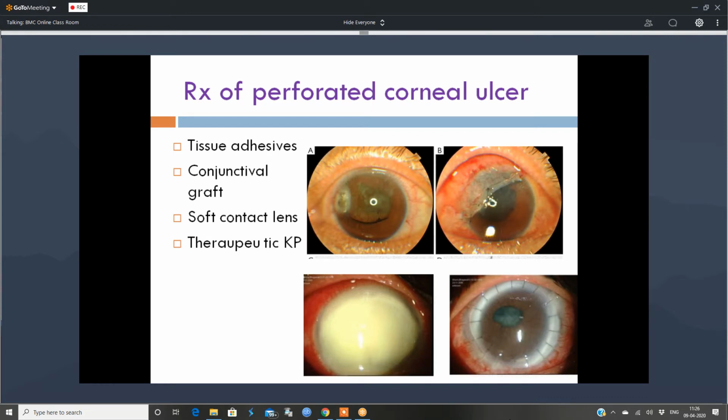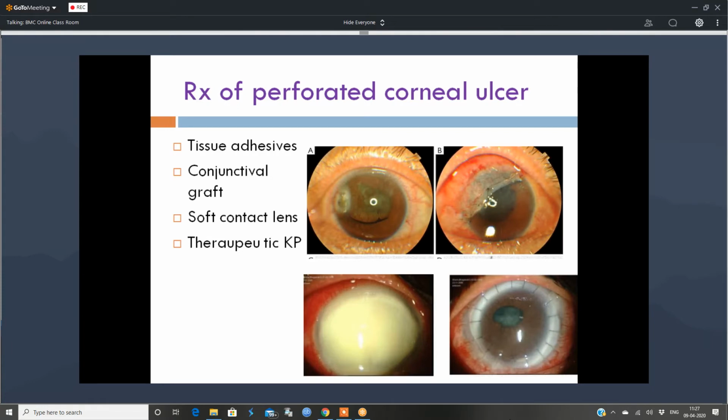What is keratoplasty? Anyone? I'm waiting for an answer. What is keratoplasty? Transplantation of the cornea. Yes, corneal transplant. And who is the donor here? Who is the donor in corneal transplants? It has to be a cadaver. So we will go for a cadaveric transplant.